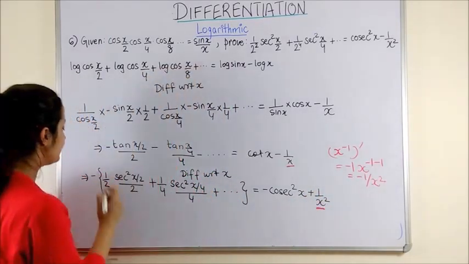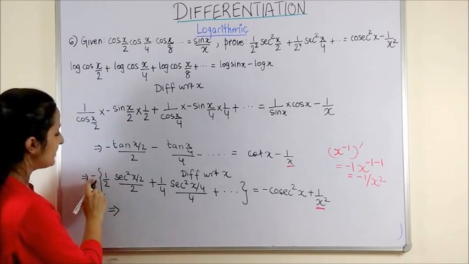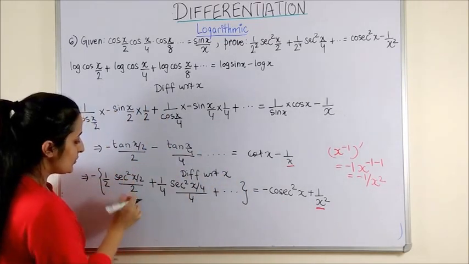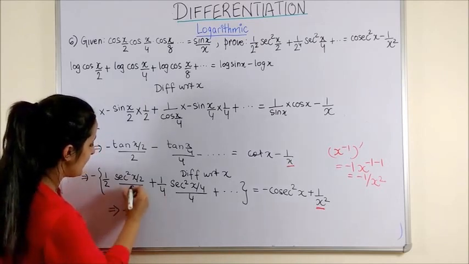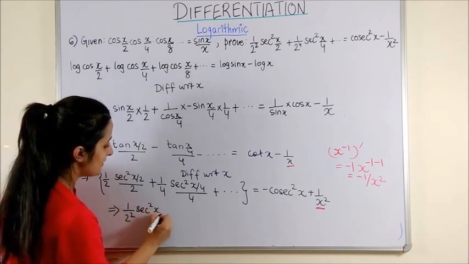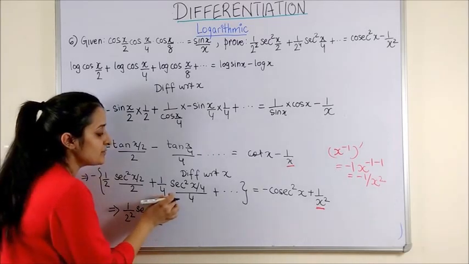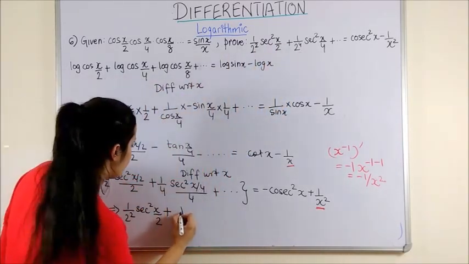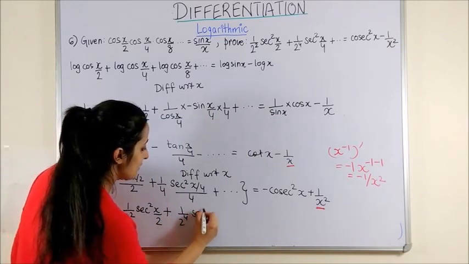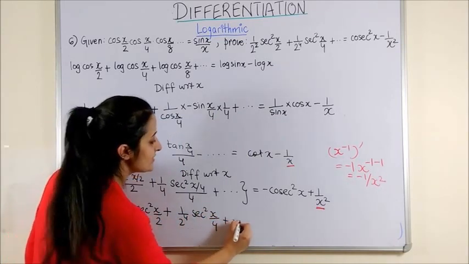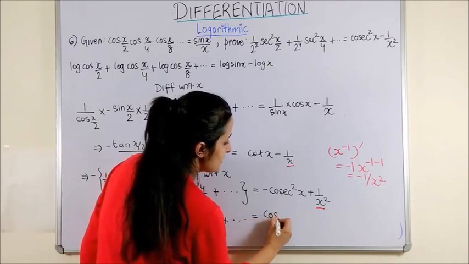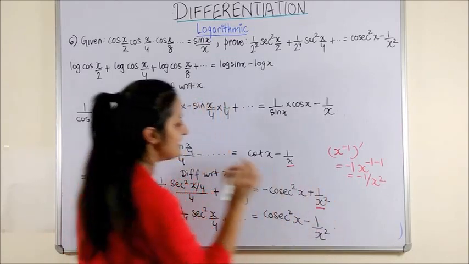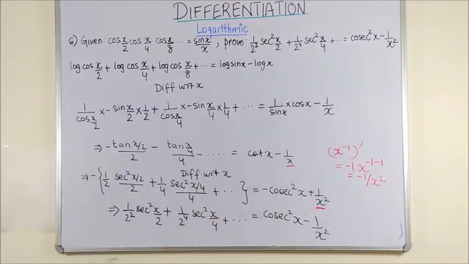Let's just put it in the exact format. So I will multiply this minus sign on the right side, and we get 1 upon 2 square, secant square x by 2, plus this becomes 4 into 4, 16, which can also be expressed as 2 to the power 4, secant square x by 4, so on and so forth. This will be cosecant square x minus 1 by x square. And yes, that's our answer.